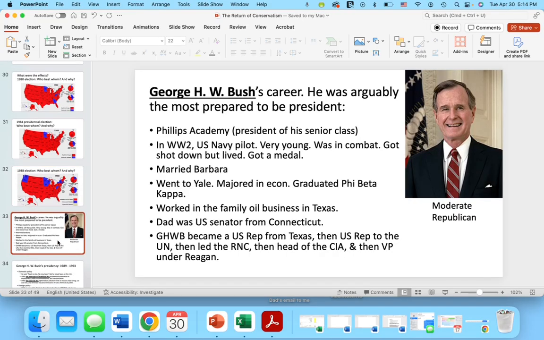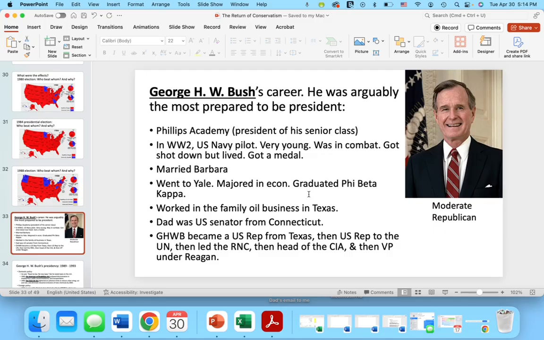Here are a few highlights from George H.W. Bush's career. First of all, he was very well prepared to be president. He went to Phillips. He was the president of the senior class. In World War II, he was a Navy pilot. Even though he was very young, he was in combat. He got shot down, but he lived. He got a medal. He married his wife, Barbara Bush, went to Yale, majored in economics, and graduated Phi Beta Kappa.